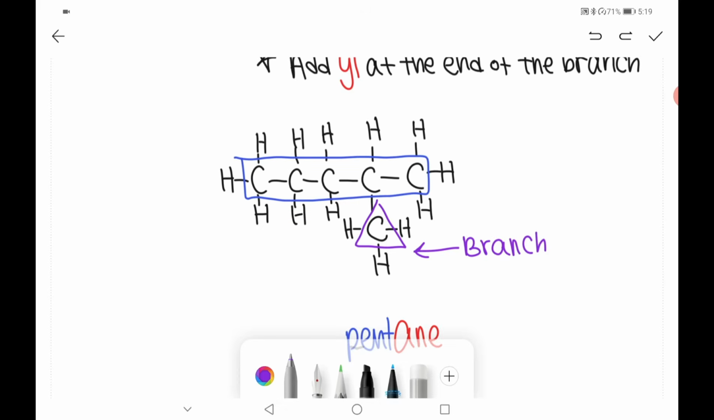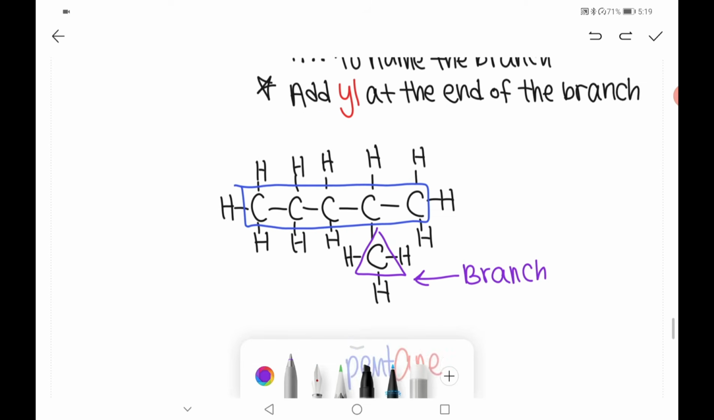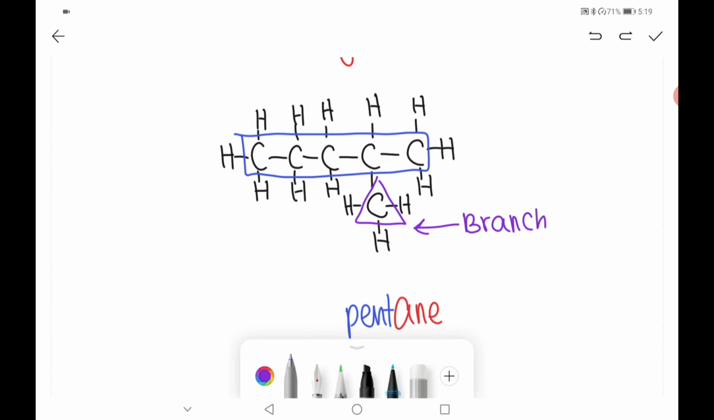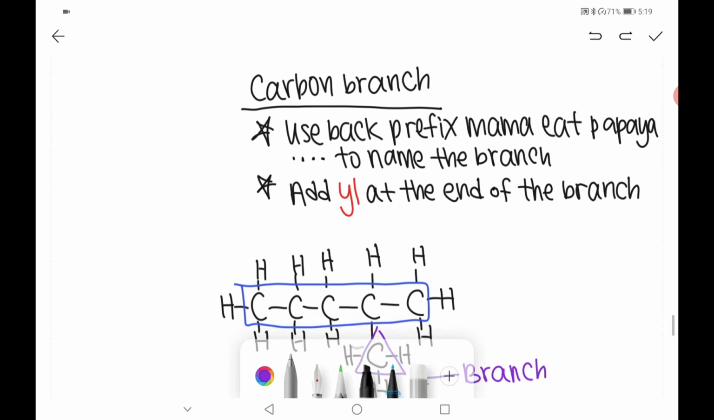Just now we learned non-carbon branch. Now we are having carbon branch. So when we have a carbon branch, what should we do? You should count the number of carbon in the branch. So this branch has 1 carbon. So when we have 1 carbon, what should we do?